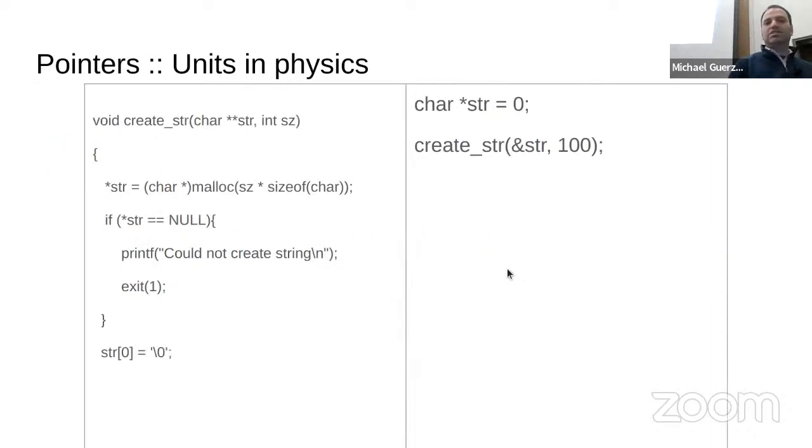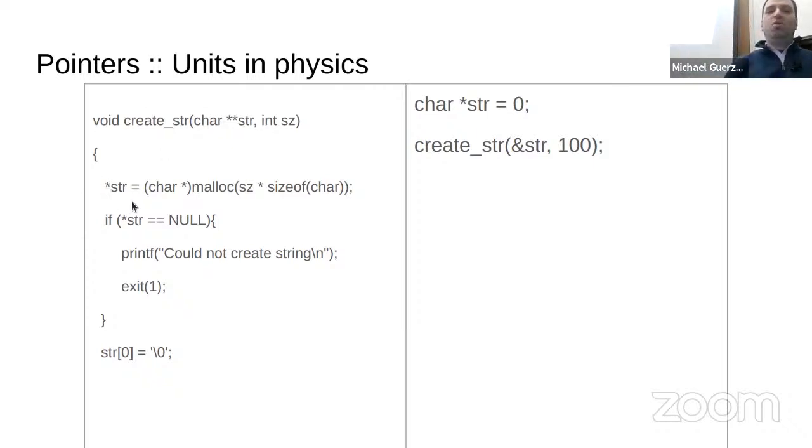So that means that create string must look like this. It must take char star star str, because the units must match. We're sending it the address of str because we want it to be able to modify str. So it must be char star star.